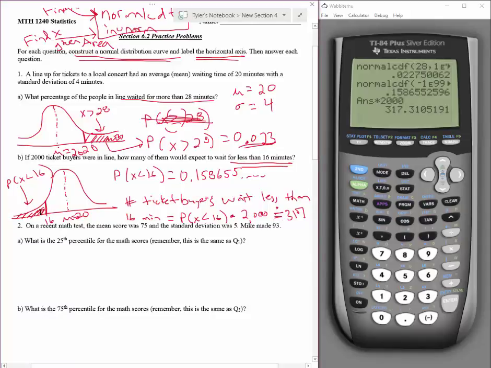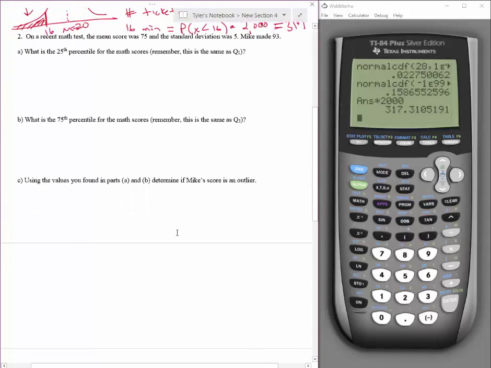Because this area is a percentage, in other words, kind of the probability. The way of thinking about it is if I have 100 people in my line, then going from negative infinity all the way to 16 is going to give me this percentage. But I don't have 100 people in line, I have 2,000. So that's why we had to multiply that percentage times 2,000.